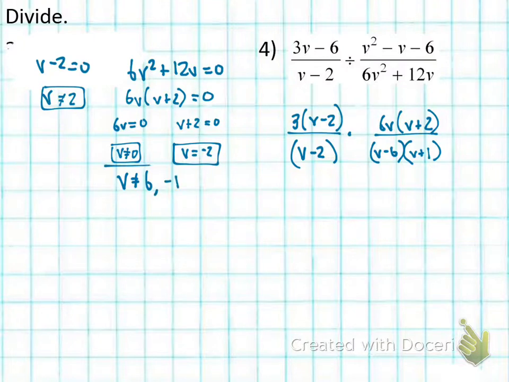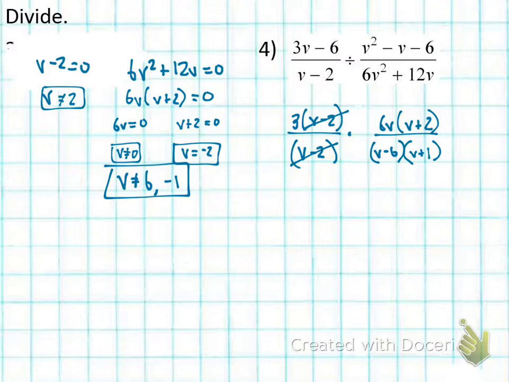So now we have a whole ton of excluded values, okay? So now we can simplify. What can I cancel out? Just raise your hand, please. Yes. V minus 2. Okay, good. What else can I cancel out? Anything else? No, that's it. Sometimes you factor it out and you might not cancel much out.